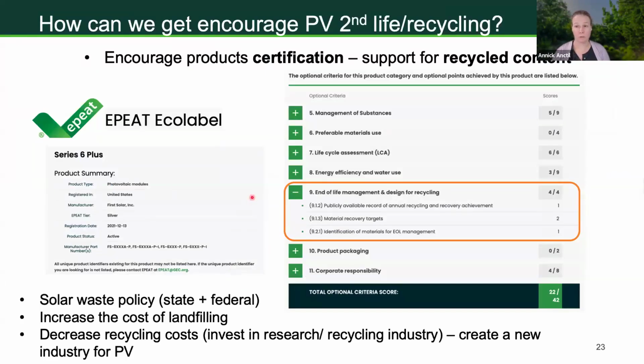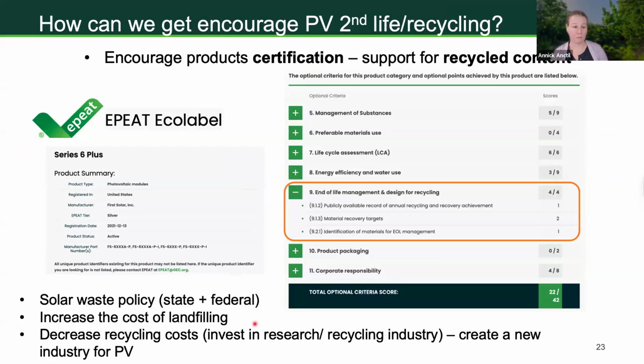So how can we encourage more second life or recycling? That's one thing I talk about, like the EPR criteria. That's something that is evaluated: if there is already design for end of life, or if the module can be easily recycled. Of course, if you have solar waste policy at the state, federal, or local level, this is encouraging solar installers to think about end of life.